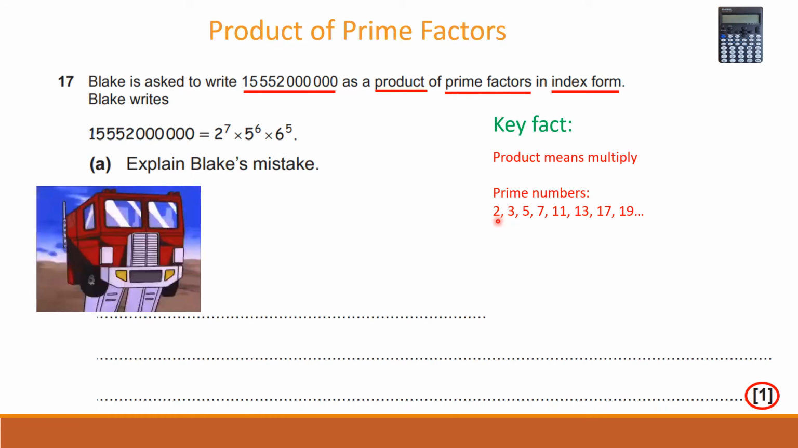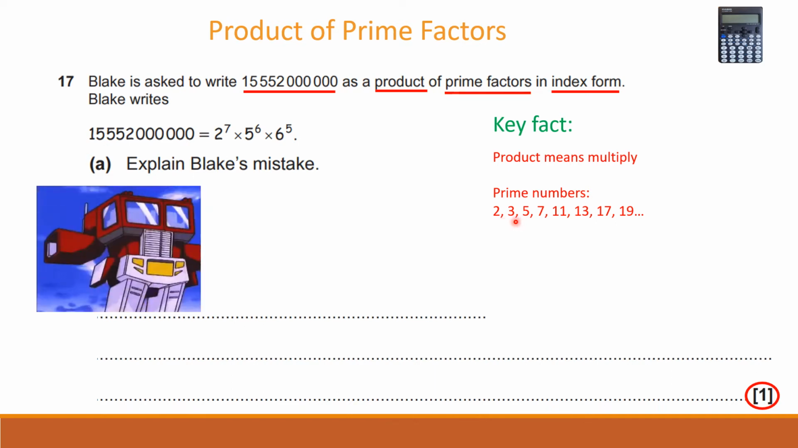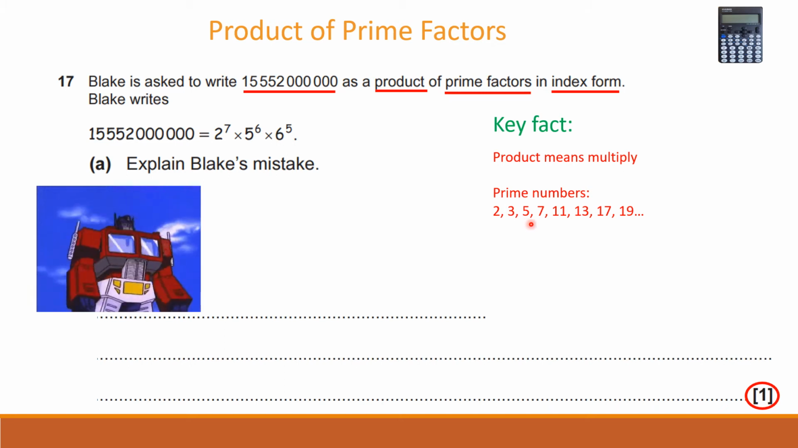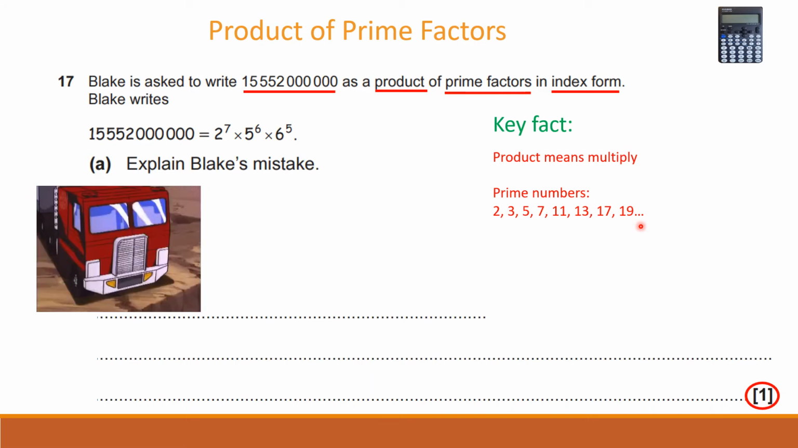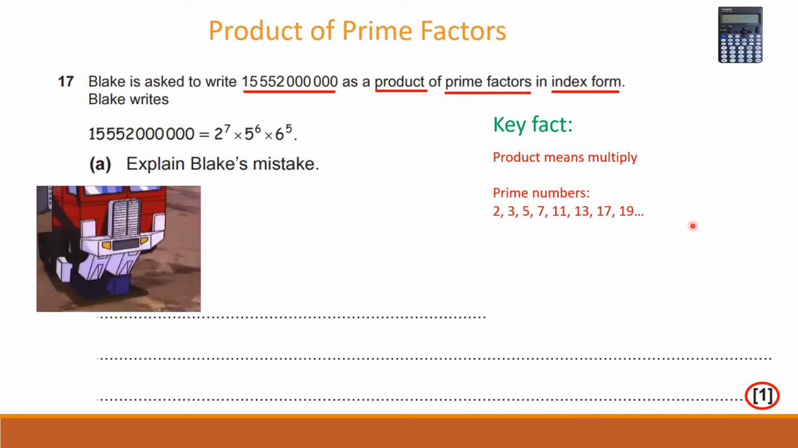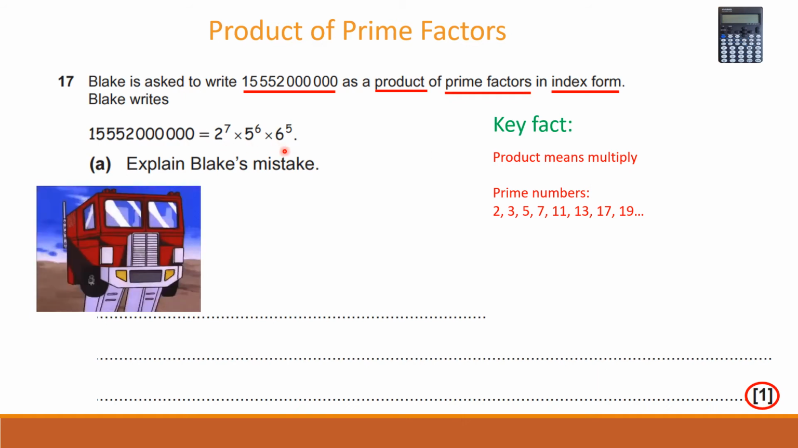So 2 can be divided by 2 and it can be divided by 1. 3 can only be divided by 3 and it can be divided by 1. 5 can be divided by 5 and it can be divided by 1. All these numbers here can only be divided by themselves and 1. So these numbers here are prime and the list keeps going longer. So you need to look at these prime numbers and then think about the numbers that we've got in this answer here.